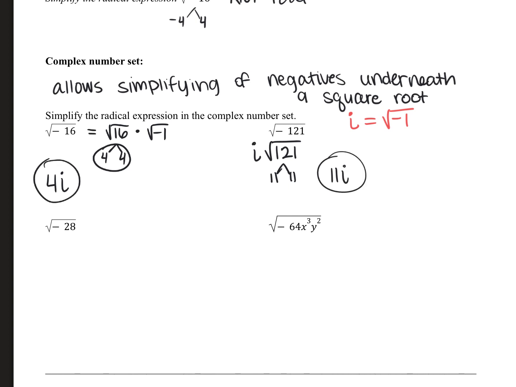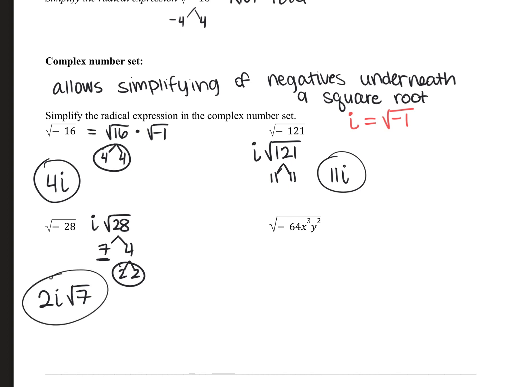But what if I don't have a perfect square? For example, the square root of negative 28. So I'm going to separate it. I'm going to first rewrite it as i square root 28. And now I'm going to simplify 28 like we did in Module 3. So 7 and 4. 4 is 2 and 2. I have my leftover 7. So it becomes 2i square root 7.